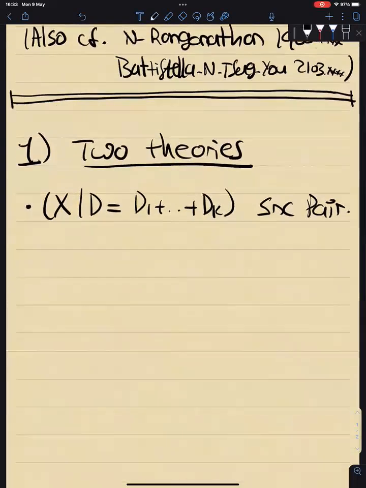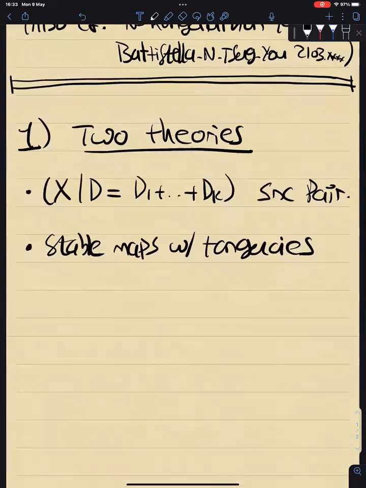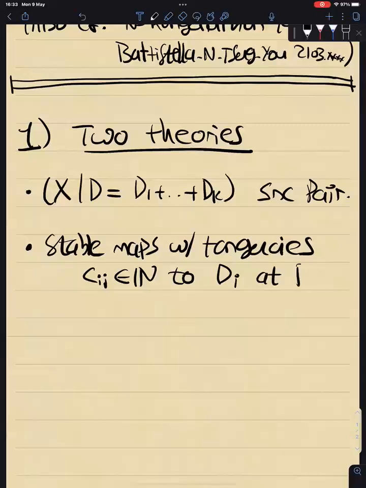In such a situation, what we want to consider is stable maps to X, but we want to impose tangency orders along D at the mark points. So, with tangencies. How does this work? When you're setting up the data for your problem, you have this discrete data like the genus, the curve class and the number of markings, and you have this extra bit of data, which is the tangency orders. These are some numbers c_ij, the tangency to D_i at the point p_j.